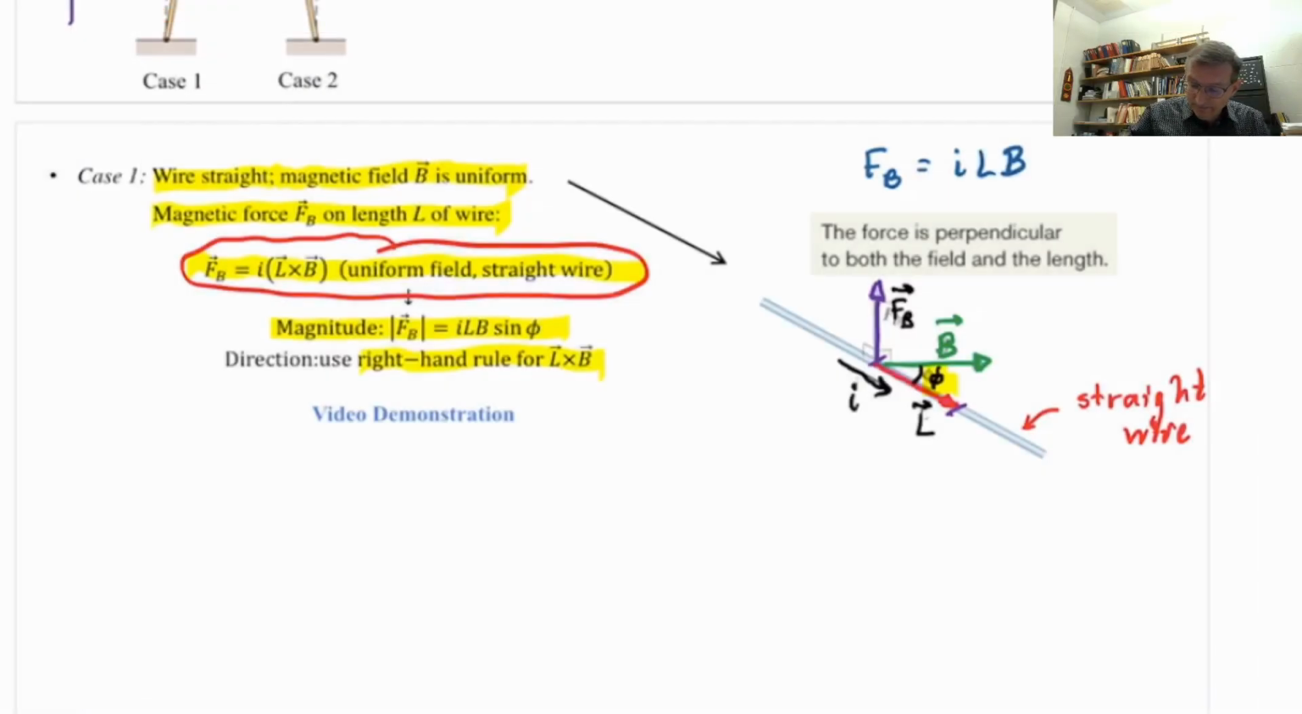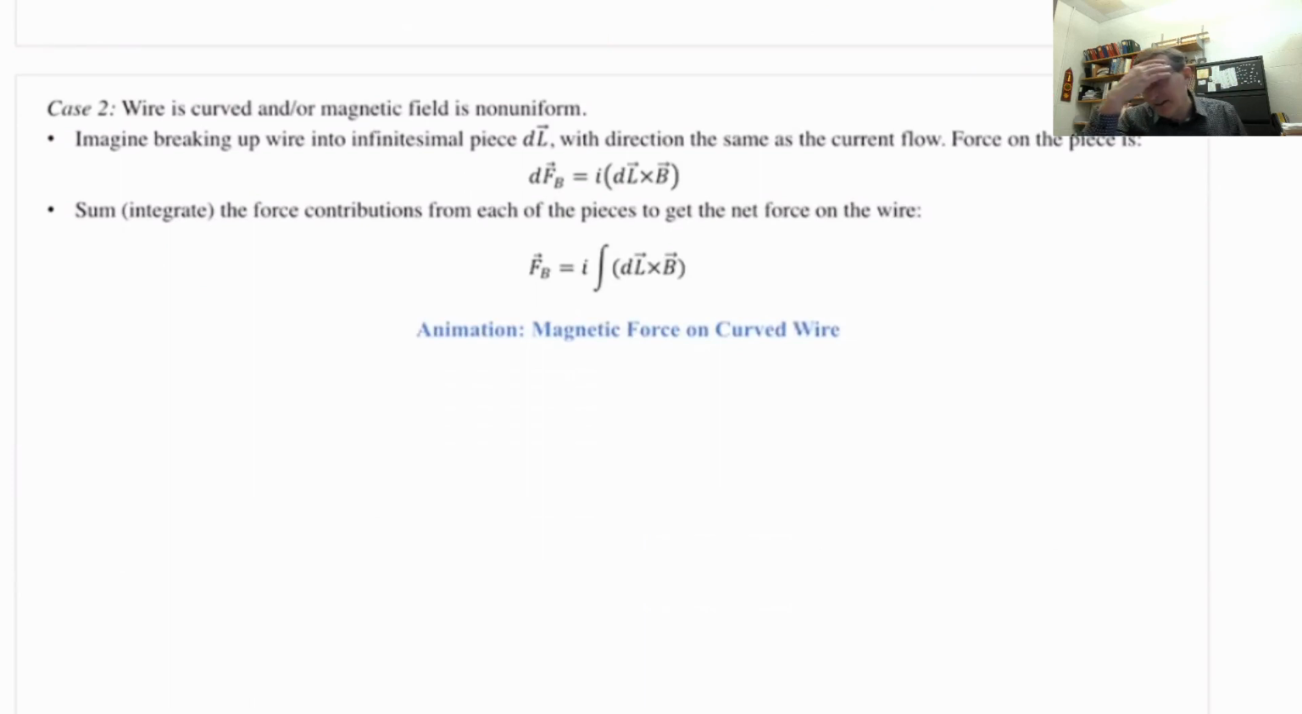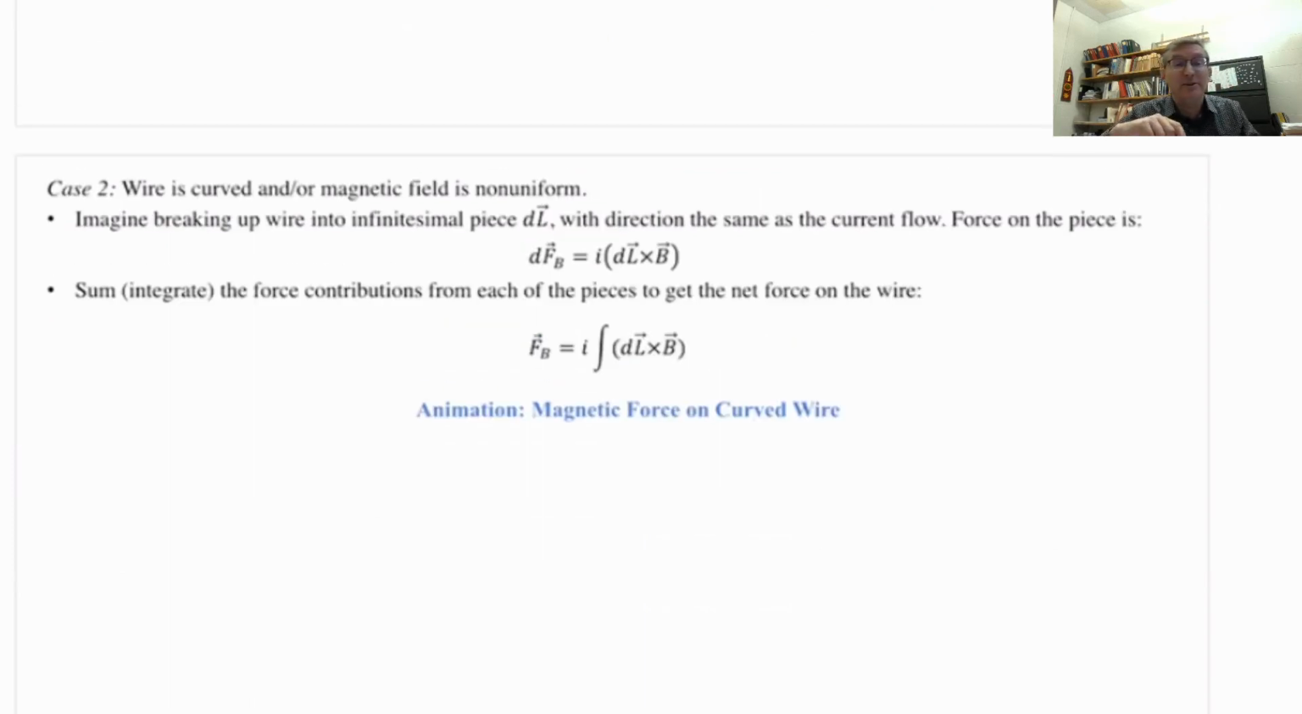Now let's go on. There is another case we need to be aware of that's a bit more complicated. Of course, there's always a complication, isn't there? So we'll call it case 2. And it's really a grab bag, a catch-all for anything that isn't case 1. So case 2 would be the case where the wire is curved, right? It's not straight. And or the magnetic field is non-uniform.